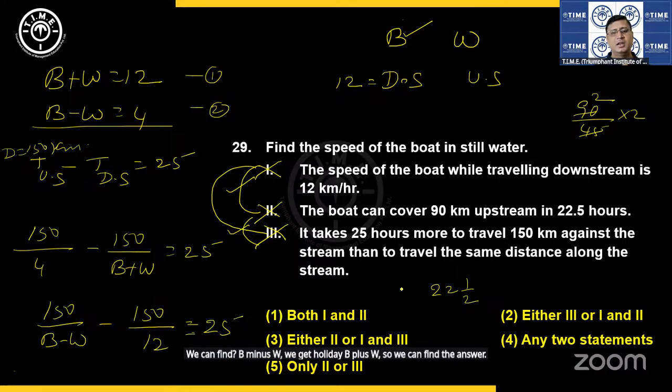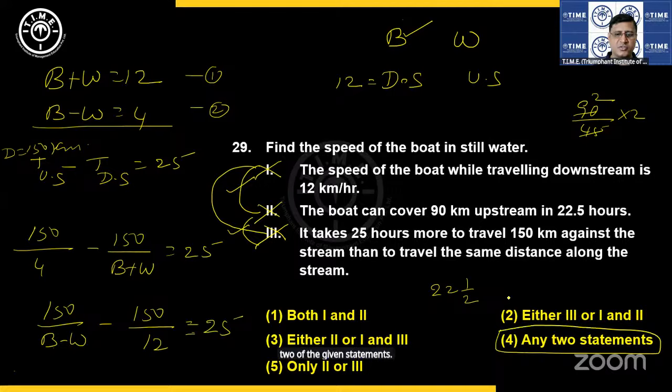What does it mean? It is possible to answer with statements 1 and 2, 2 and 3, 1 and 3. So any two of the given statements is sufficient to answer the question. So the right choice is option number 4. Fourth choice is the right choice.